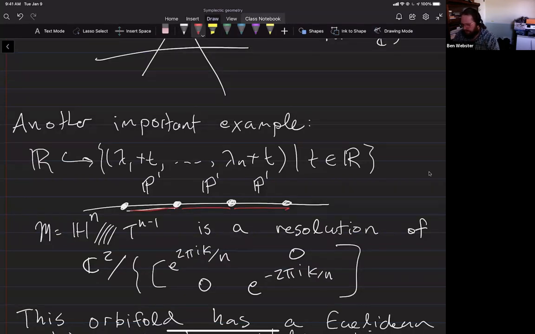What I end up with is a resolution of the quotient of C2 by the cyclic group of order n, acting in the only symplectic way possible. So the reason I have e to the 2πik over n here and e to the minus 2πik, it's exactly this thing I was saying about the circle rotating one way on half of the quaternions and rotating the other way on the other half of the quaternions.